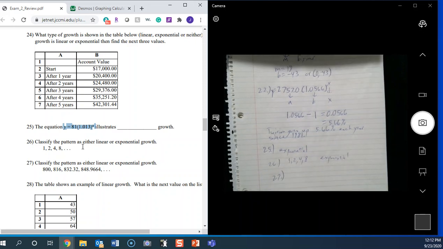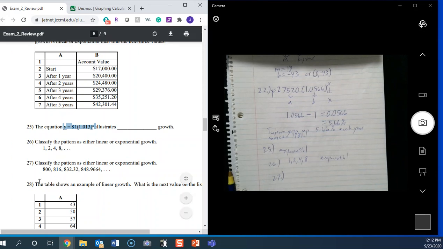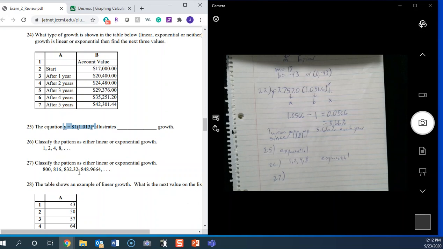27, it says classify the pattern as either linear or exponential. Now we see this is going up, so we'll try addition first. If we add 16, that'll give us 816. Add another 16, that would not give us 832.32. So now we have to try exponential.